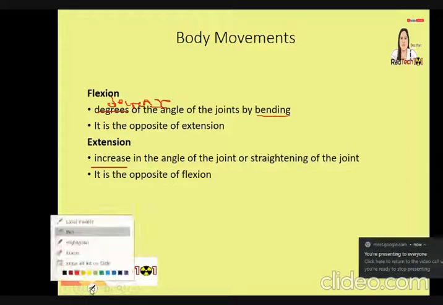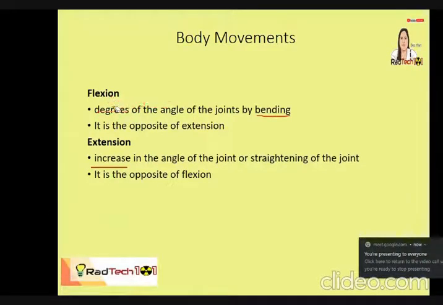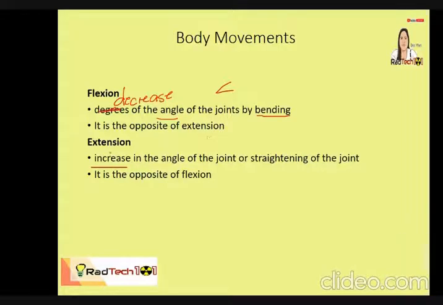So allow me to erase this one. So this is not degrees, instead this is decrease. Decrease the angle. So we have here, for example, flexion of your arm. Extension is increase. So this is flexion, this is extension. Okay? So they are opposite each other. So opposite of flexion, extension. Extension, increase. Flexion is decrease, and then extension is increase.